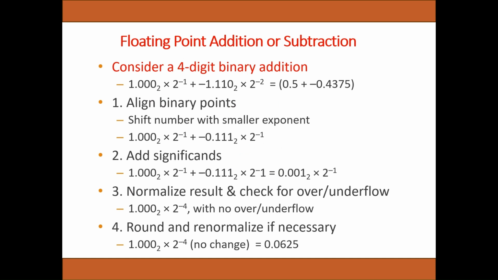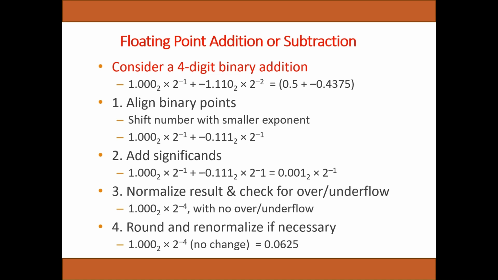Okay, now let's see the floating point addition and subtraction techniques. There are several steps for doing that, and we will be taking one example. There are two numbers. The first is 1.000 times 2 to the power -1, and the second number is a negative number, 1.110 times 2 to the power -2. So the first number is 0.5, for quick solution or for better understanding, and the second number is negative 0.4375.